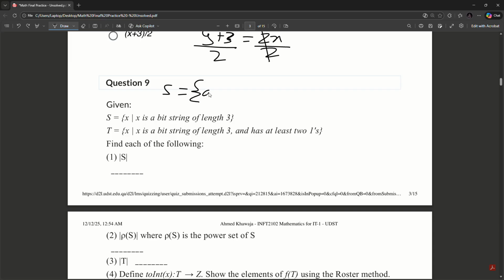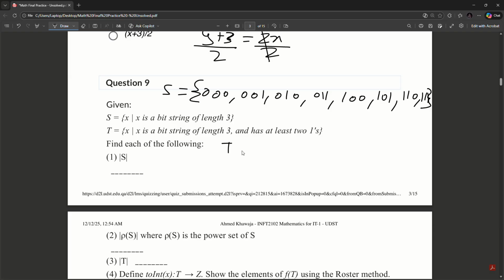So this is basically 000, 001, 010, 011, 100, 101, 110, and then of course 111, right? So that'll be a total of 8 values. So 1, 2, 3, 4, yeah, that's 8.